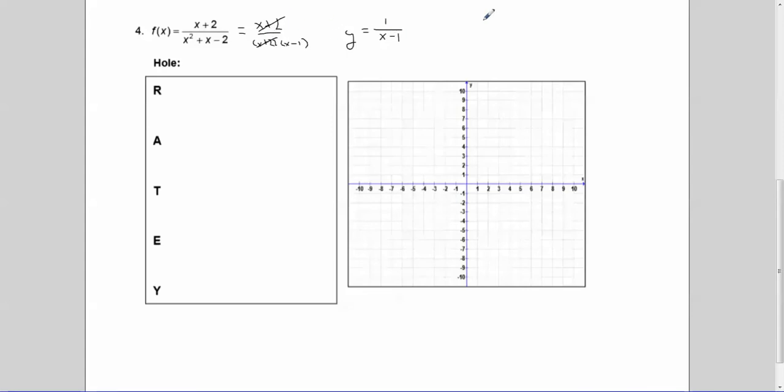First, let's identify our hole. The hole occurs where we have that common numerator and common denominator, and where the denominator is equal to 0. So x plus 2 equals 0. We have a hole where x equals negative 2. So our y value when x equals negative 2 is 1 divided by negative 2 minus 1, which is negative 1/3. So our hole will occur at negative 2, negative 1/3.